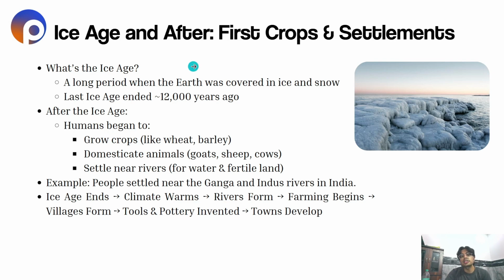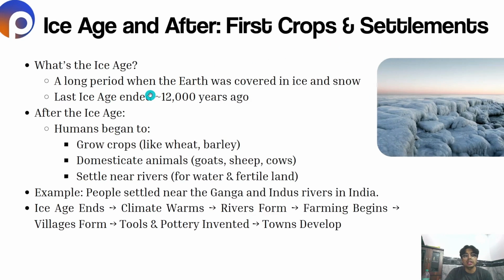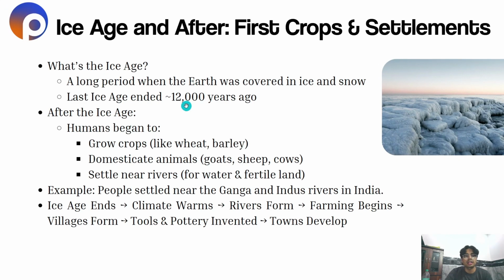Now, the Ice Age and after: first crops and settlements. What is the Ice Age? Let's first understand. A long period when the earth was covered in ice and snow is known as the Ice Age. The last Ice Age ended about 12,000 years ago.